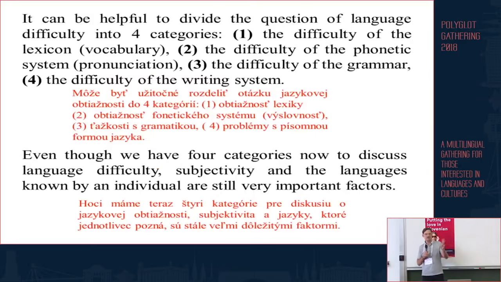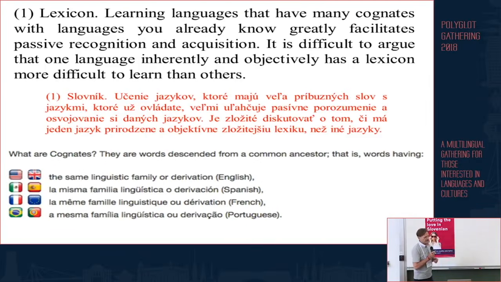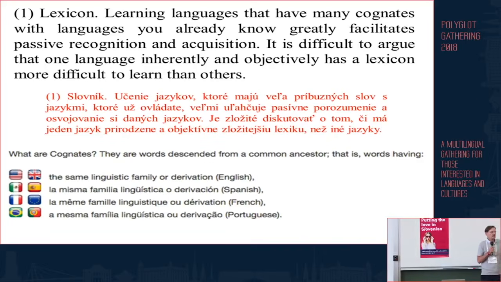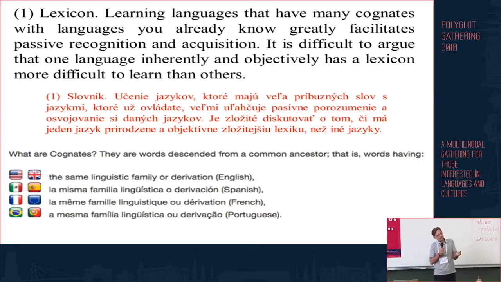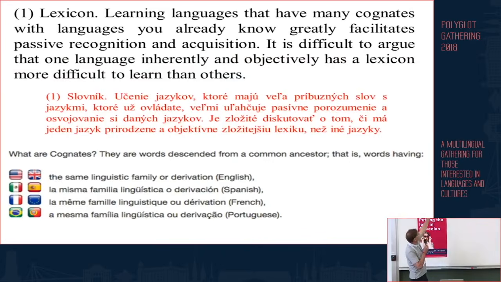So let's divide the question into four areas: lexicon, phonetic system, grammar, and the writing system. Obviously, learning languages that have many cognates with languages you already know greatly facilitates passive recognition and acquisition. The first time I heard Slovak, I understood it. I talked to Slovaks using a mix between Serbian, Croatian, and Polish mainly. Russian didn't help much. At the very bottom there, you can see just a sentence, even in these four languages, and how close it is, right?